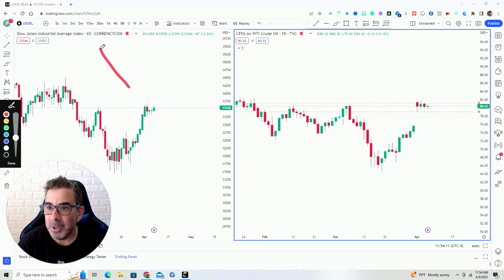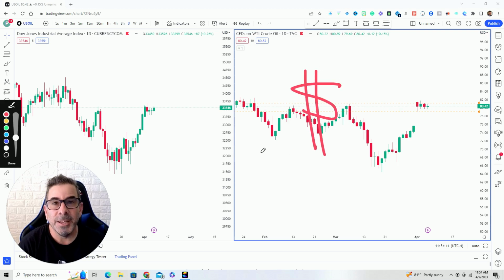We're going to break down the Dow Jones Industrial Average, and we're also going to take a look at crude oil because this amazing gap is still here and there is a lot of money to be made with crude oil on this gap. So without further ado, let's jump into the charts.